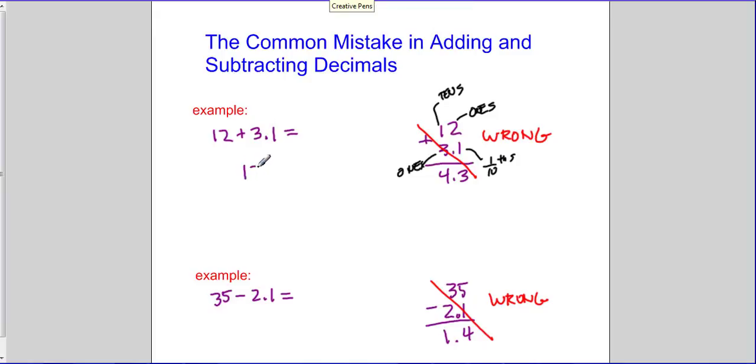So the proper way to do this is, after that 12 there's actually a whole number. Remember, a decimal point separates a whole number from a fraction. So I put a decimal point after the 12 and I line the decimal points up vertically. So then I can add, and I add a 0 here for a placeholder. So I add 12.0 and 3.1. It's just like adding 120 plus 31. Bring the decimal point straight down, and my correct answer is 15.1.